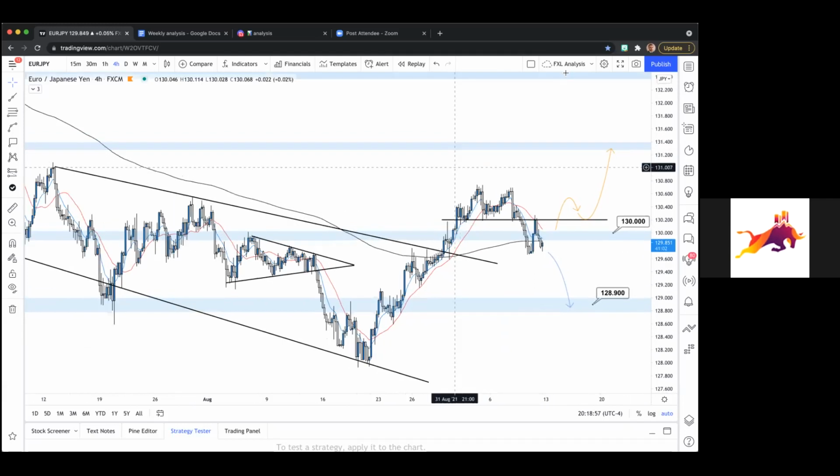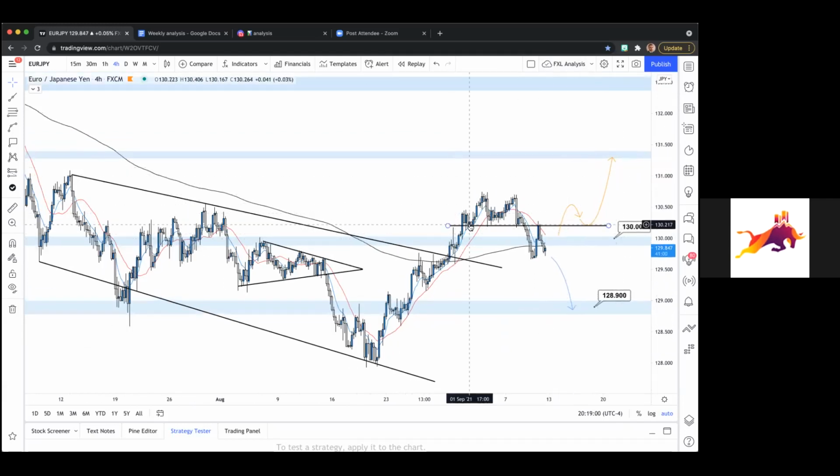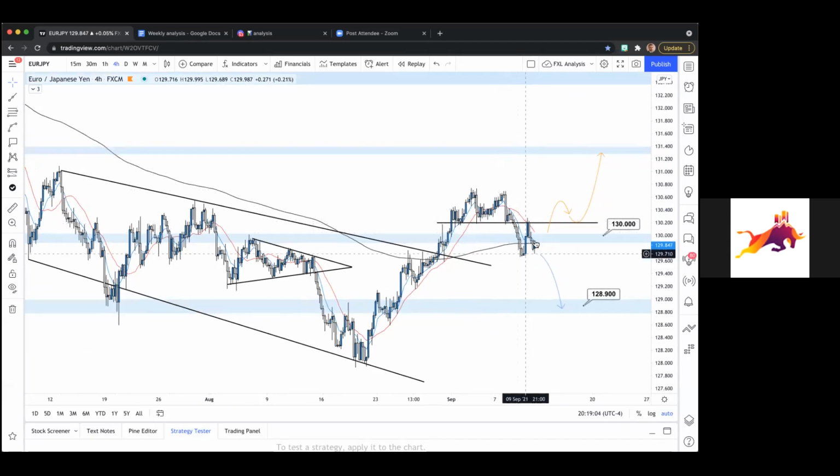But what needs to happen for us to consider EJ bullish? The reverse of this needs to happen. We need to break back above 130 with a nice higher low and then strong bullish setups. Okay, something like this here, maybe with a little more conviction.